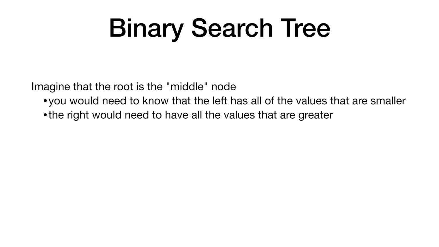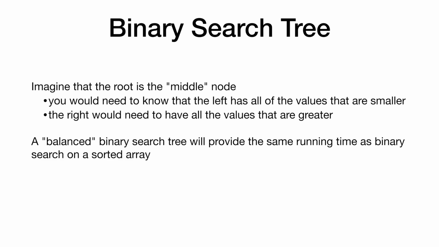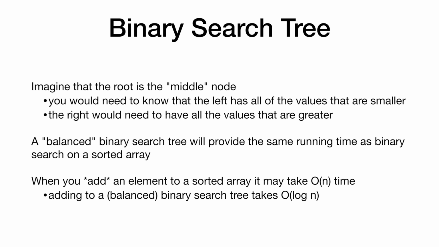So remember that a binary search tree is sort of like a sorted array in that the middle of the array has these two nodes, and on the left side of the tree are all the values that are less than the thing at the root, and all of the things on the right subtree have a value that's greater than the value at the root. A balanced tree provides basically the same search time as binary search on an array, except that we can add to it a little bit faster.